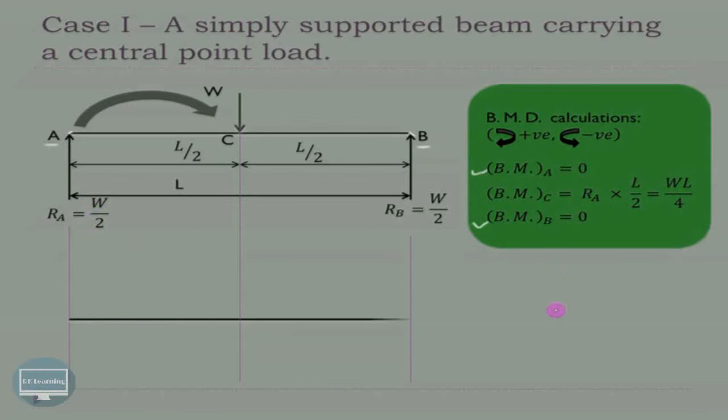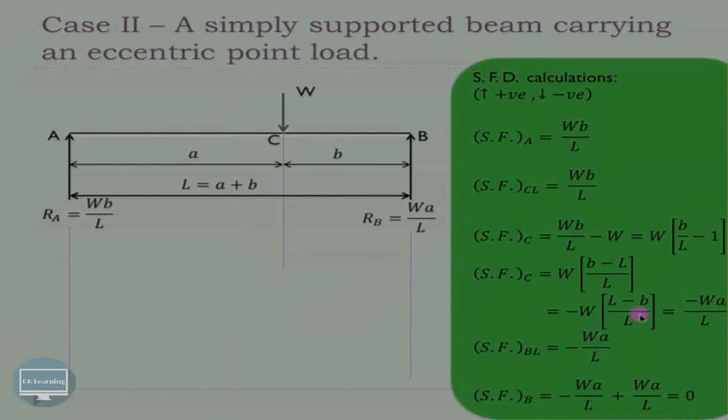Using these values, we can now draw the bending moment diagram. First, draw this baseline. At the end points, bending moment is 0, and at central point C, bending moment is WL by 4, as we have already calculated. And this will complete our bending moment diagram.